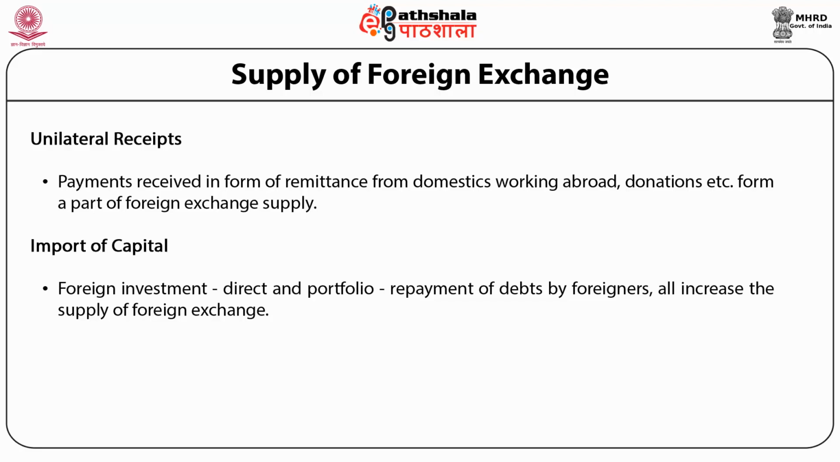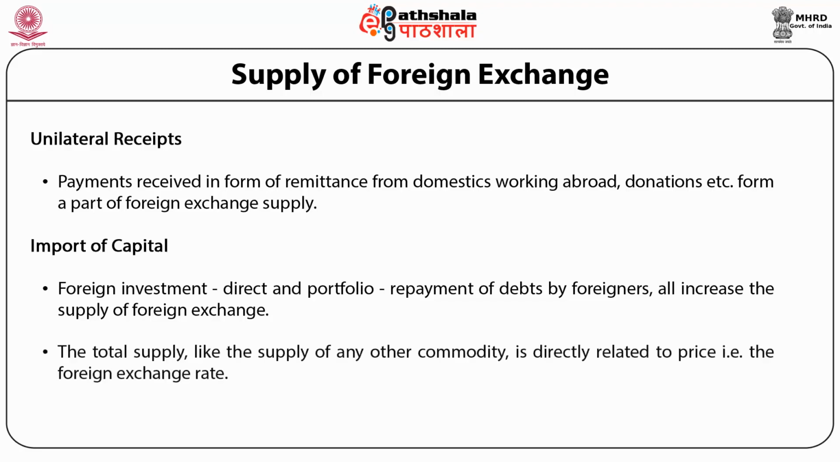All the above categories of receipts from abroad result in aggregate supply of foreign exchange. The total supply, like the supply of any other commodity, is directly related to price, that is, the foreign exchange rate. At a higher exchange rate, the supply of foreign currency may be high.